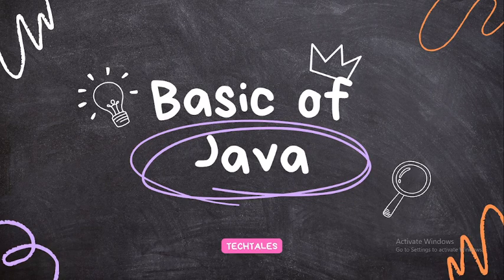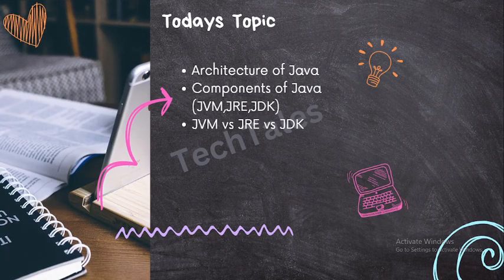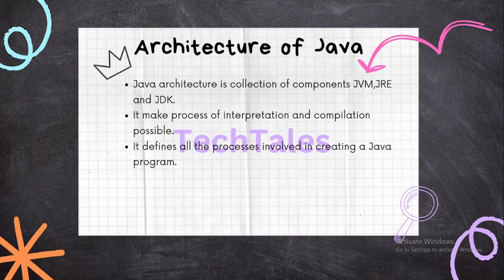This is Preeti and today we will see the basics of Java, in which we will see the architecture of Java, the components of Java architecture which are JVM, JRE and JDK, and the differences between them. So let's get started. Java architecture is a collection of three main components which are JVM, JRE and JDK, which makes possible the process of interpretation and compilation. It means these three components are totally responsible for the whole execution of your Java code.